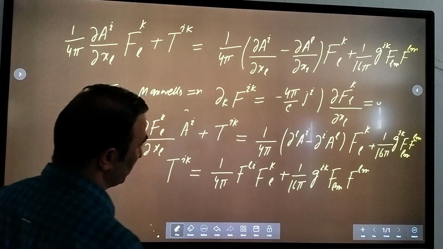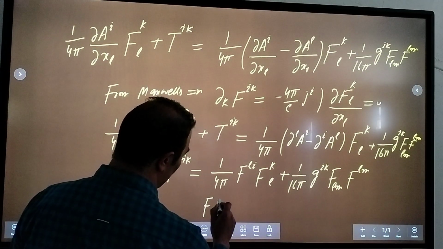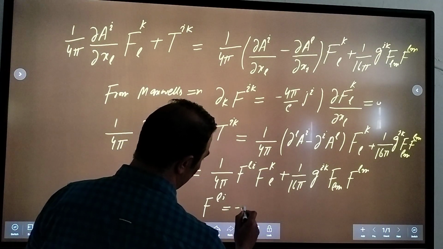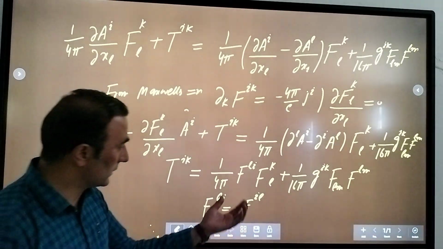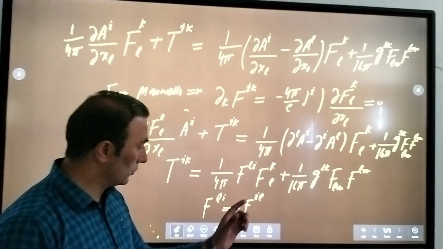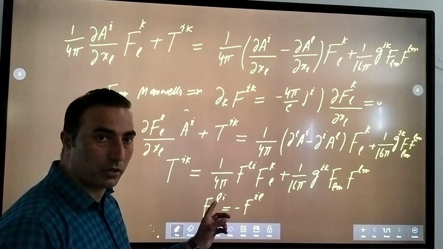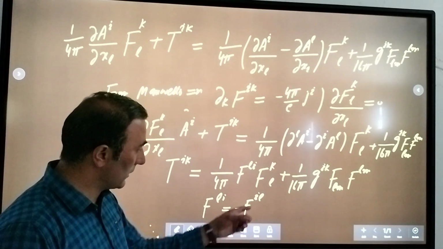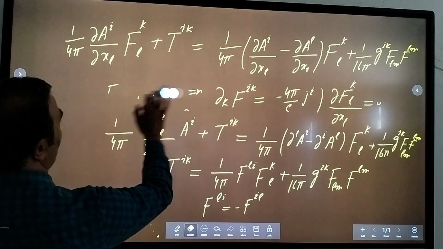Okay. Right. Now, I can write this as F L I, I can write this as minus time F. So you can write this too, because this is anti-symmetric. So if you change these indices, if I change L by I, this will be minus I, right?